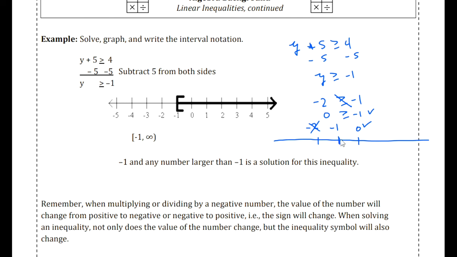So we're going to start at -1 and we're going to shade to the right. So we see that numbers to the right of -1 are solutions. And since -1 is included, since we have the equal sign there, we use a bracket to include the endpoint. So for the final graph here, we can clean that up a little bit and leave this as our final graph. And then in interval notation, it will be from -1 to infinity, like that.